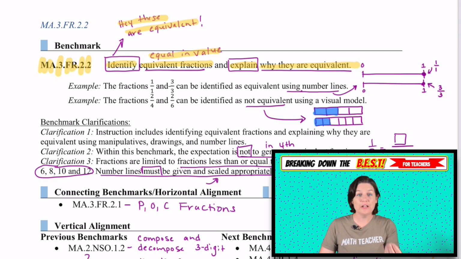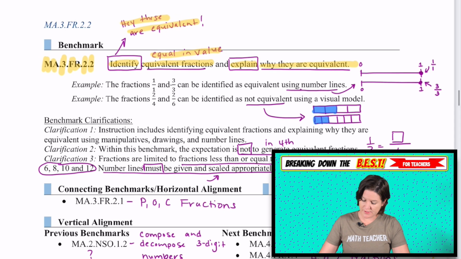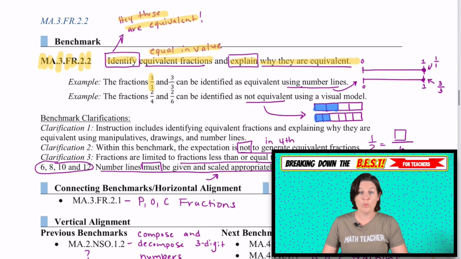So while they might look different in terms of what numbers are being used, they still might be equal in value. We have a couple of examples right here. It says the fractions 1/1 and 3/3 can be identified as equivalent using number lines. Here is where 1 in the numerator and 1 in the denominator would be at the whole number of 1. And the same thing right here with 3/3. That also represents 1 whole.